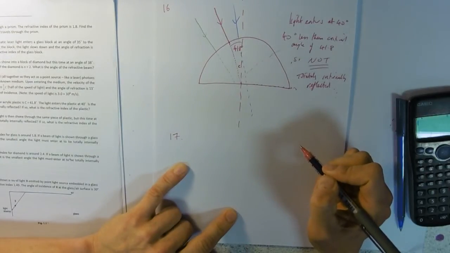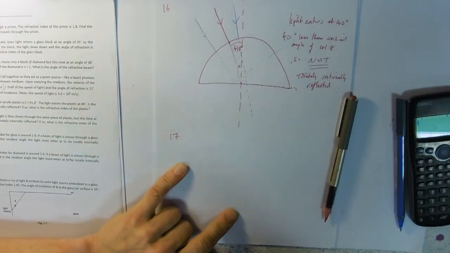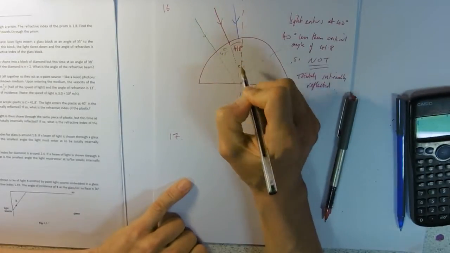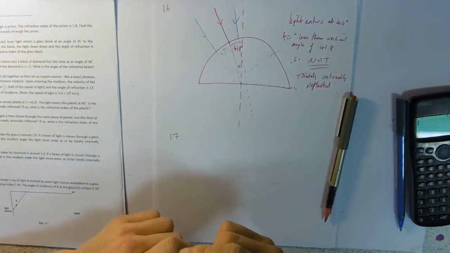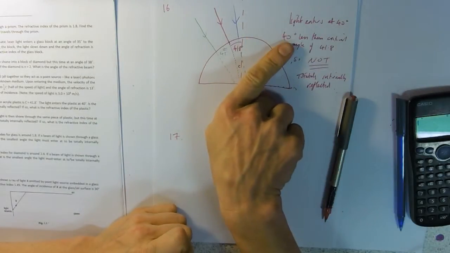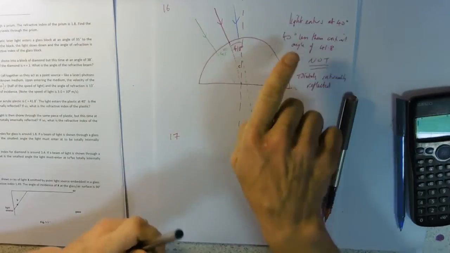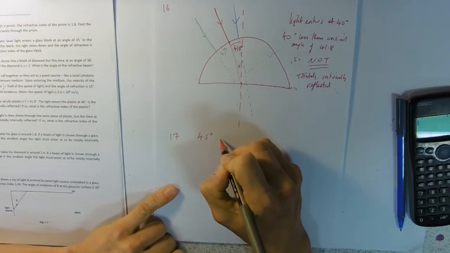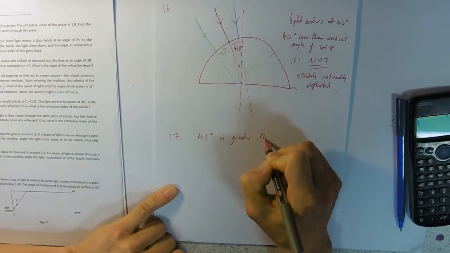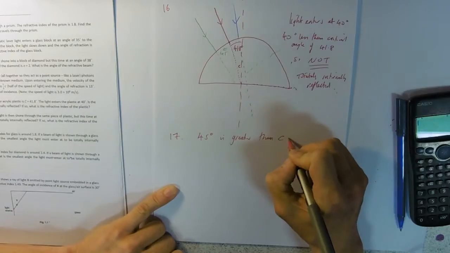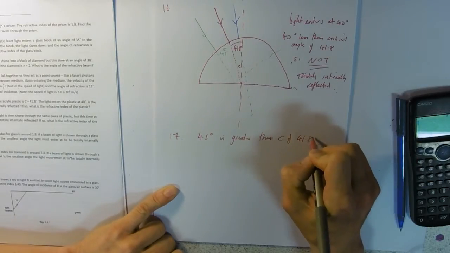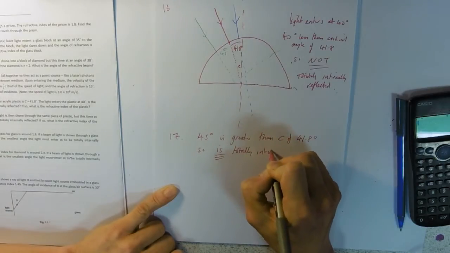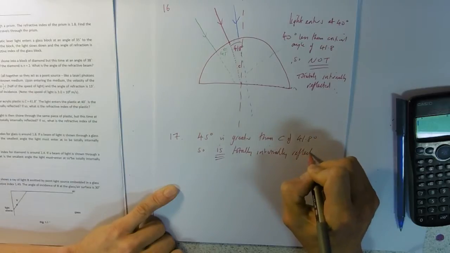Laser light shone through the same piece of plastic, but this time at 45 degrees. So we are like a green pen here, so 41.8, we are moving that to 45 degrees, so that's bigger, this angle now. And so if it's bigger, it is more likely to be totally internally reflected. So question 17: 45 degrees is greater than the critical angle of 41.8 degrees, so it is totally internally reflected.